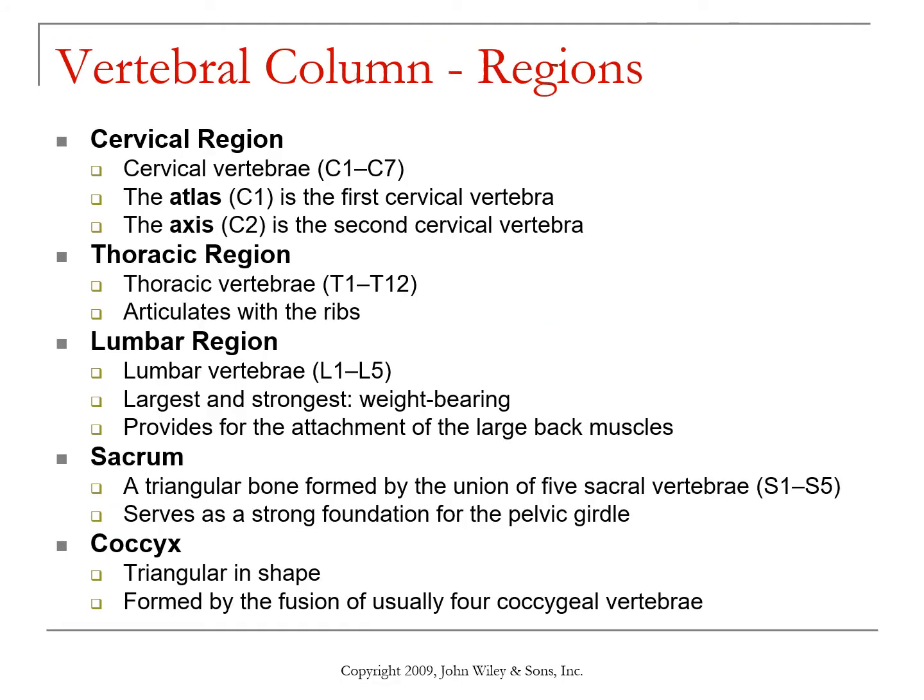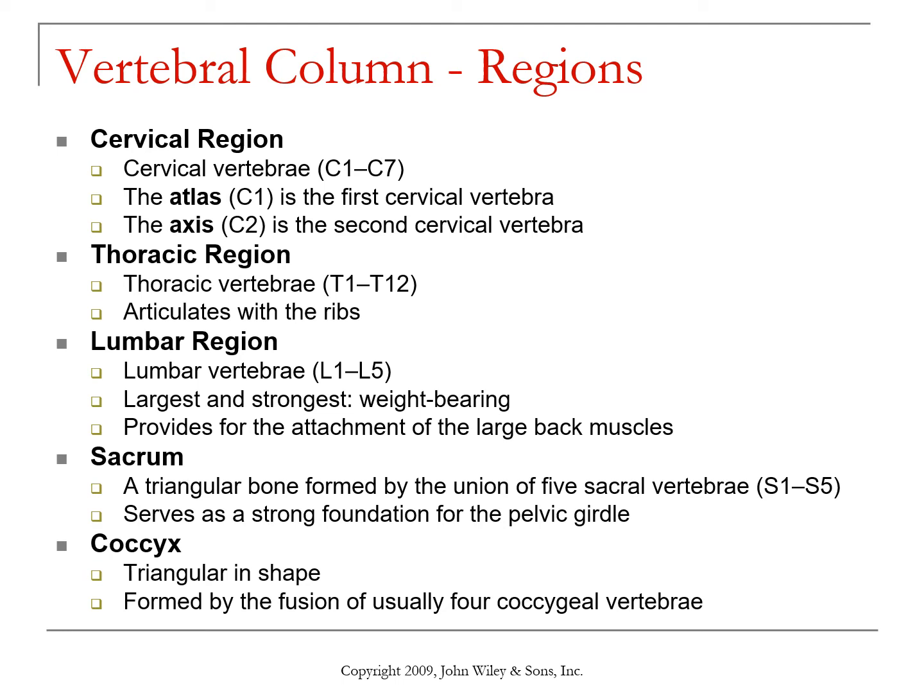Here we will summarize some special features of each region of the vertebral column. So again, the cervical region contains 7 vertebrae named C1 through C7. The first 2 are unique. They have special names. C1 is called the atlas because as the first cervical vertebra, it is actually supporting the skull, just like the Greek character Atlas that supported the world on his shoulders.